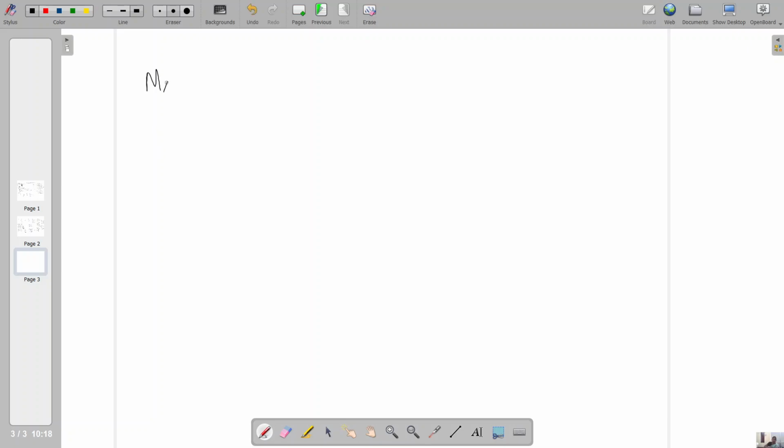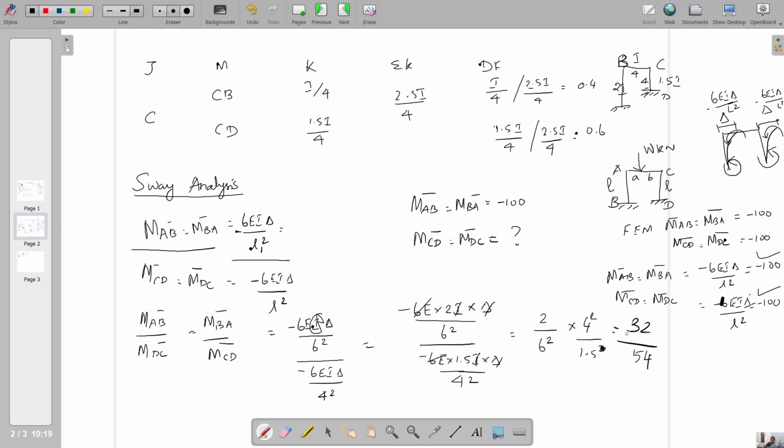So we have written the equation MAB bar divided by MDC bar, which is equal to MDA bar divided by MCD bar, which is equal to minus 32 by minus 54. So we have to keep this sign in every step. You should not cancel the sign. So minus 32 by 54.